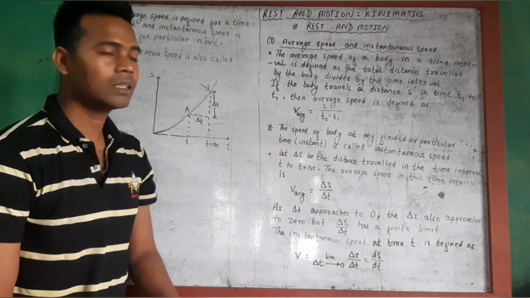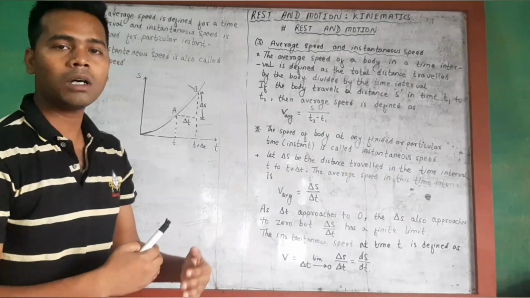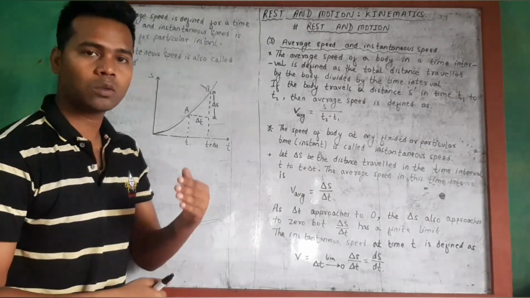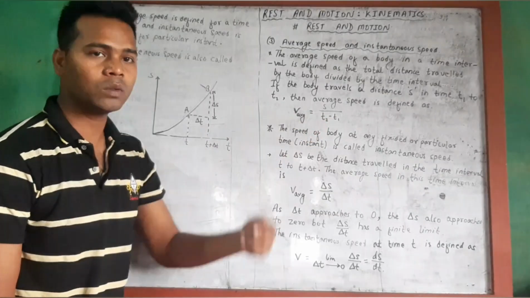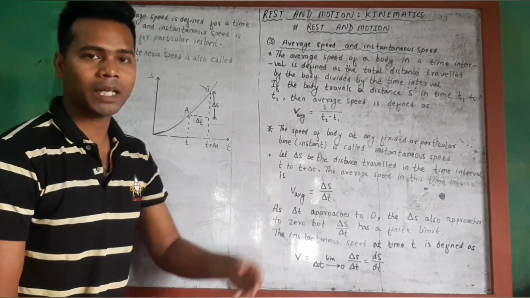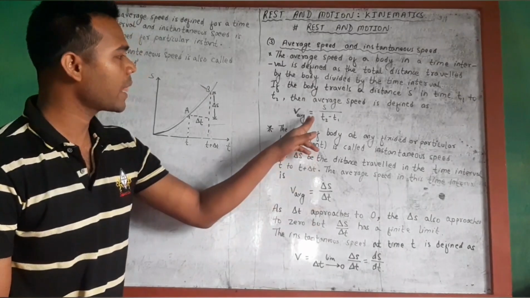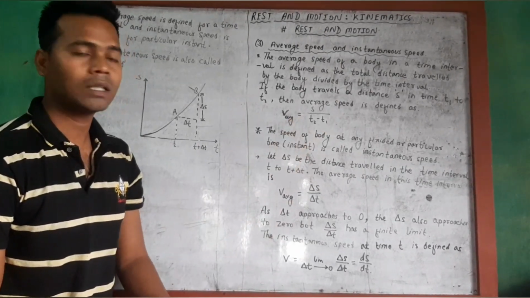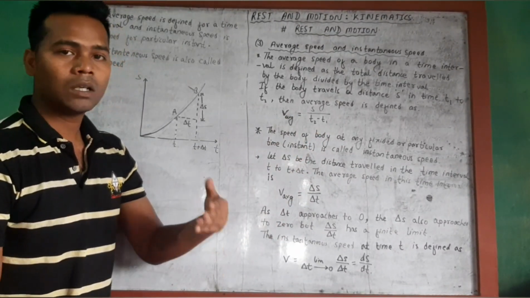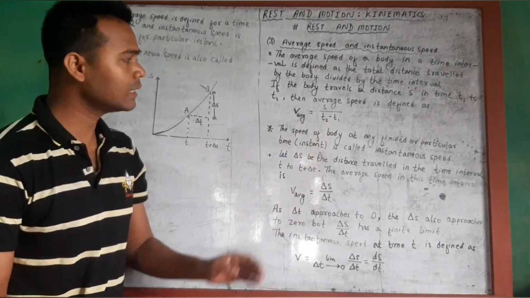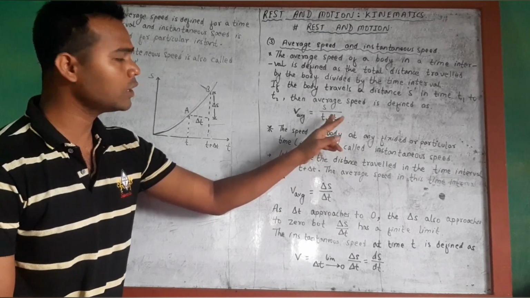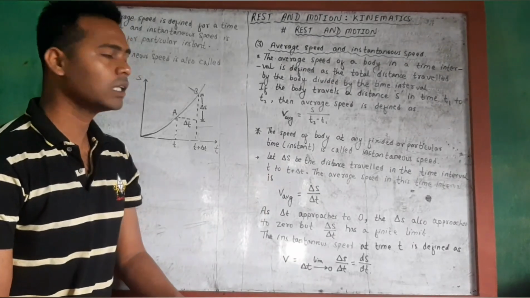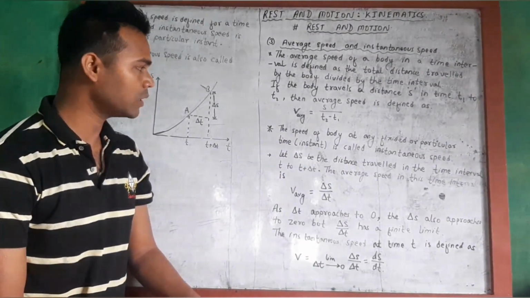This equation, this average speed, gives the overall rapidity of a body. The rapidity or slowness of the body may vary from instant to instant. Sometimes the body may be rapid and sometimes the body may be slow, but this average value gives the fixed or constant value of the speed. That means the average speed gives the overall rapidity of the body in the time interval from t1 to t2.